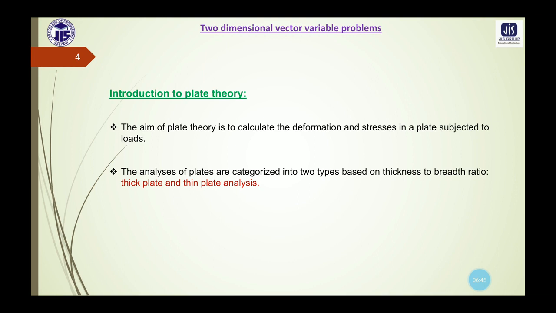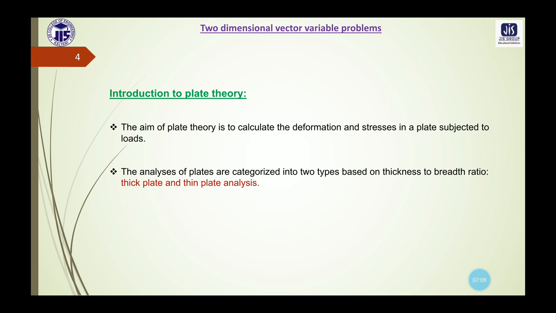So how do we identify which plates are thick and which are thin? We need to remember that if the thickness to width ratio of the plate is less than 0.1 and the maximum deflection is less than 1/10 of thickness, in that case the plate is classified as a thin plate.